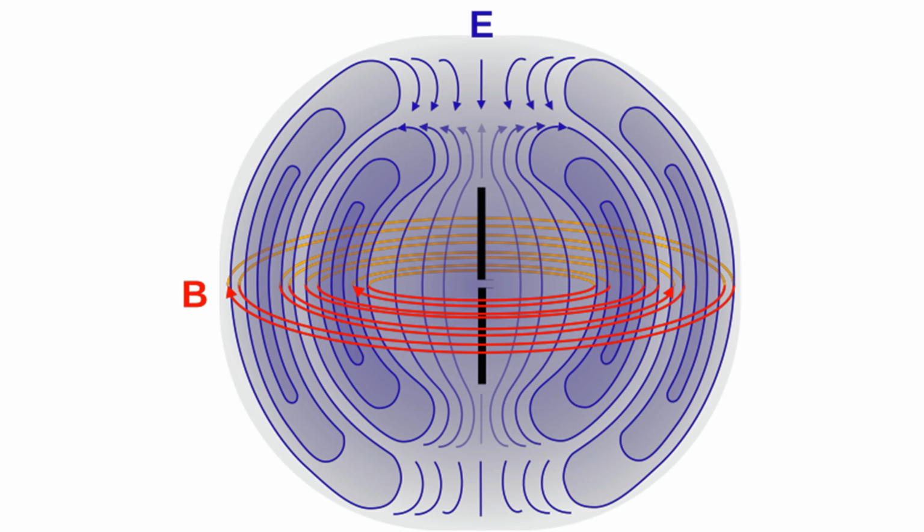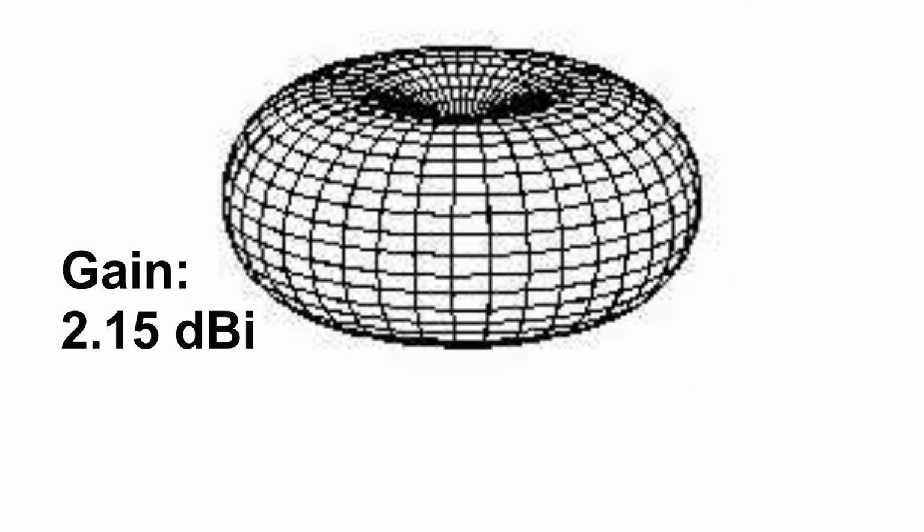A dipole does not radiate energy equally in all directions. It is omnidirectional in the plane perpendicular to the wire, but has nulls at the ends of the wires. The pattern shape looks like a torus, in other words, a 3D donut. The maximum radiation occurs broadside to the antenna, perpendicular to the wire. The theoretical gain is about 2.15 decibels relative to an isotropic source in the most basic form of the dipole.